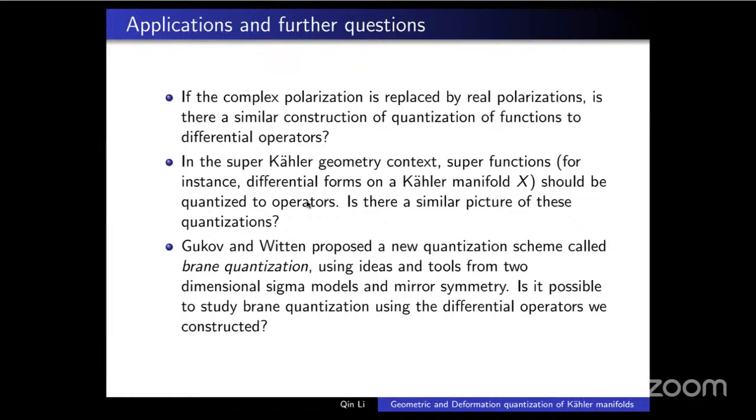And the second one: there's a super version of Kähler geometry called super Kähler geometry. There are also super functions instead of smooth functions on ordinary manifolds. For instance, you can pick the right super Kähler manifold, and you have differential forms on a Kähler manifold. Those are super functions. Roughly, you have a commuting part and an anti-commuting part. I think this is also mentioned in Professor Huang's talk.